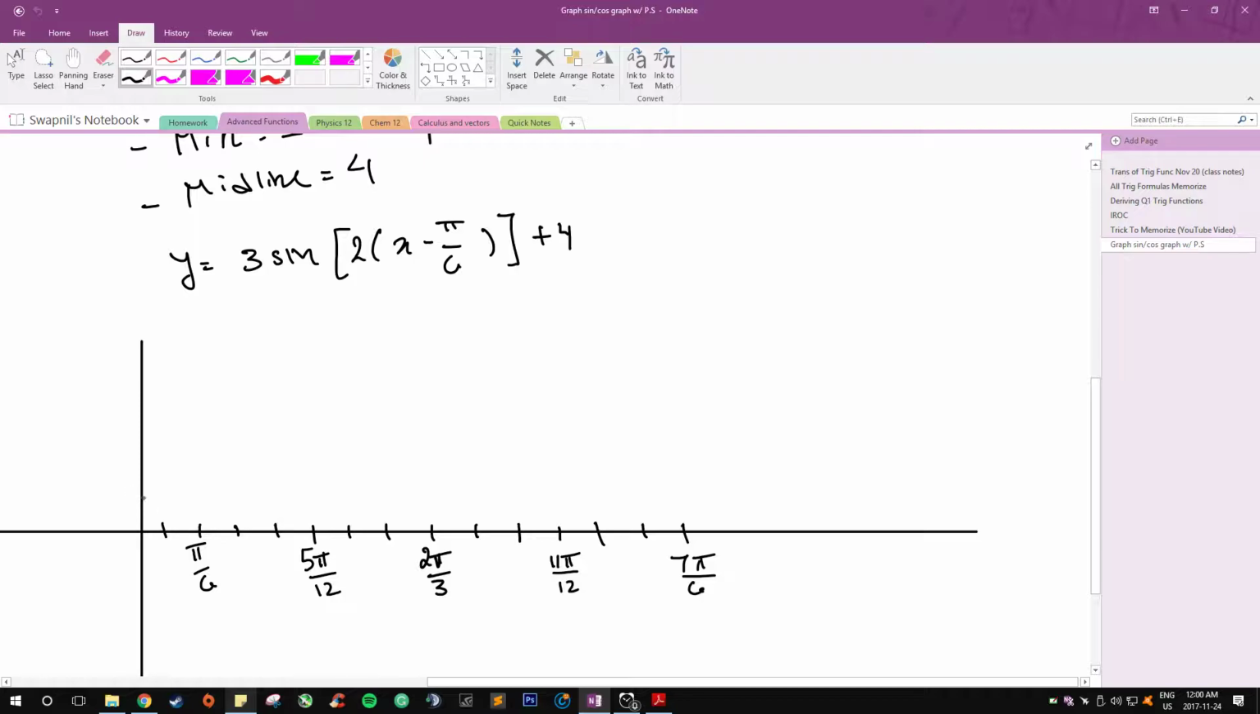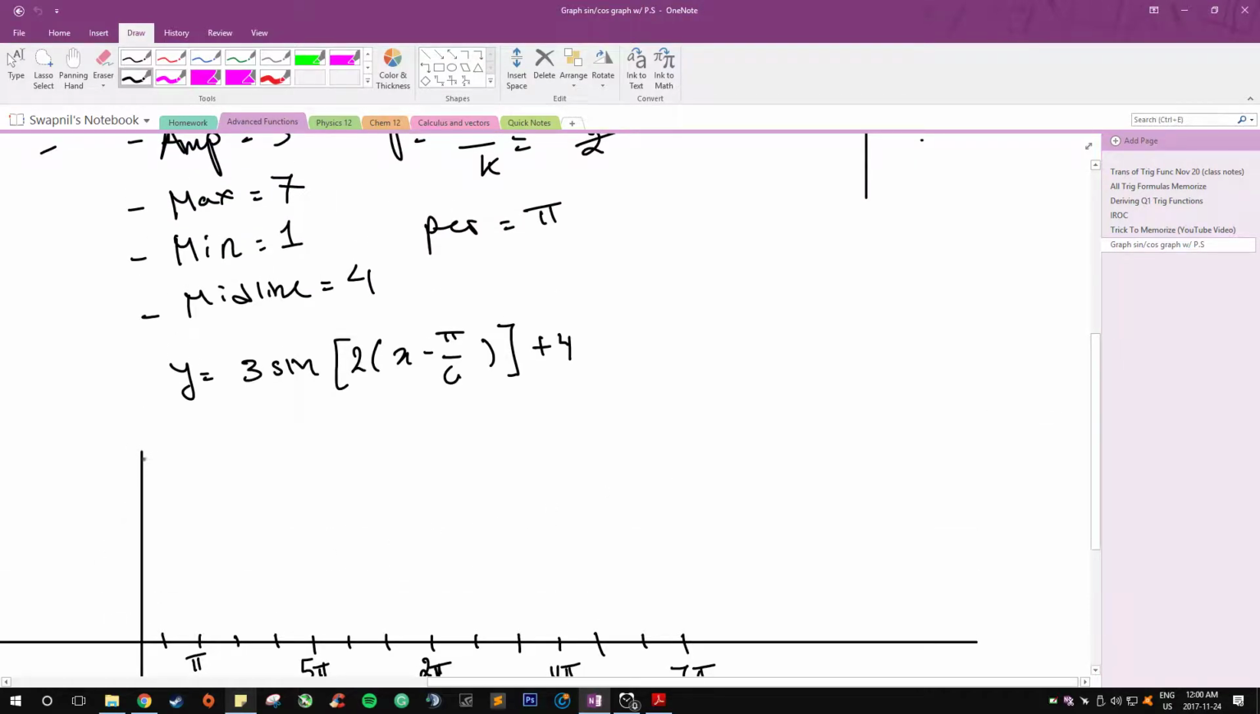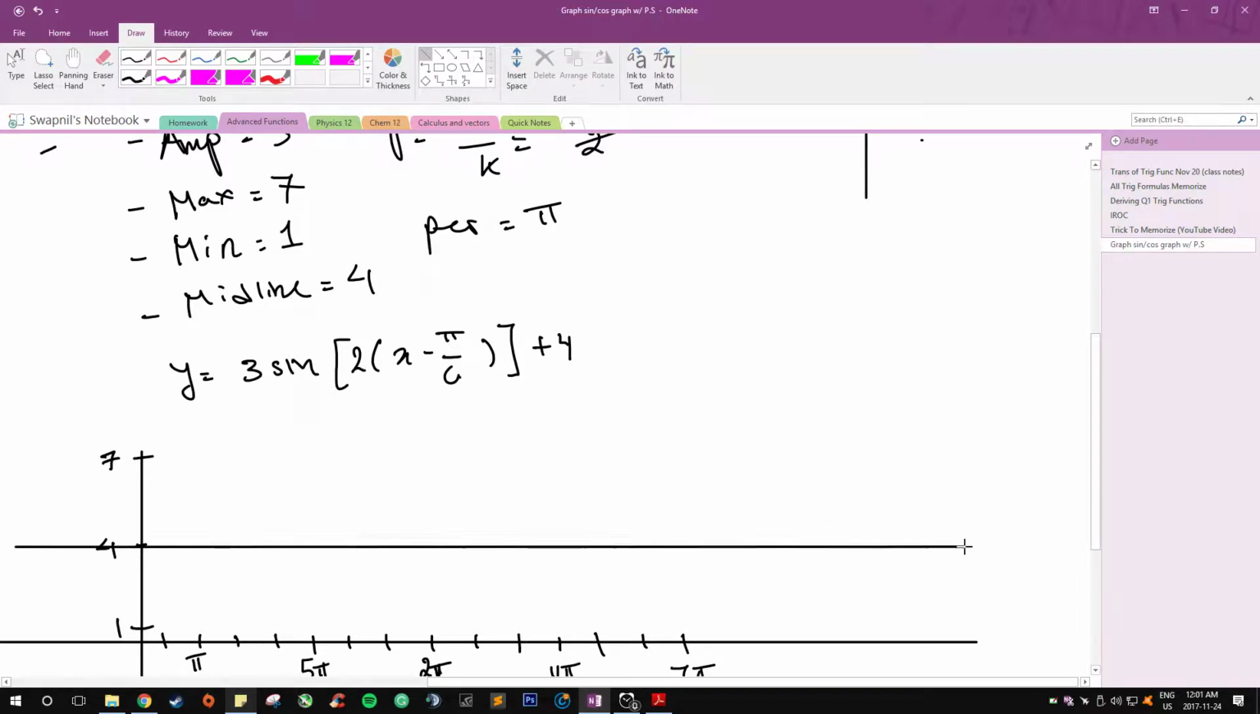y-axis. So we had a max at 7. Let's just say that right there is 7. Min at 1. Let's say that one's 1. And halfway between that, say that's 4. Probably not. This is an estimate, but I just want to get my point across.